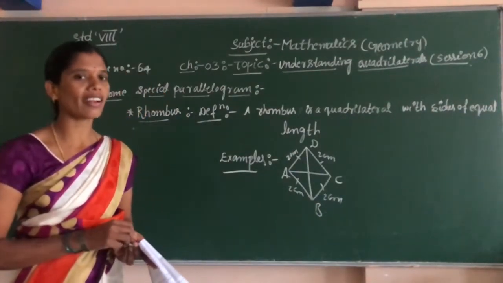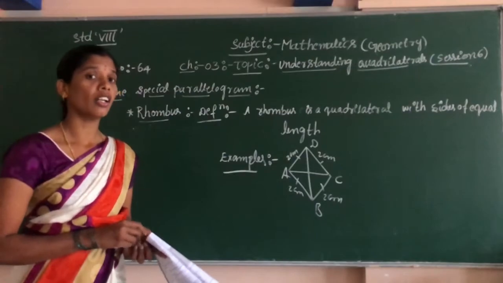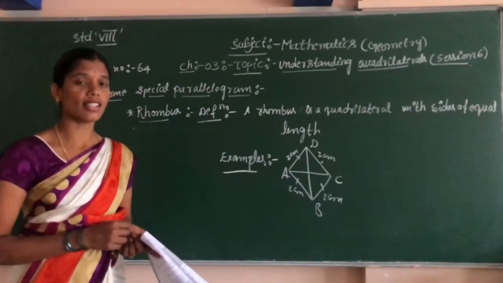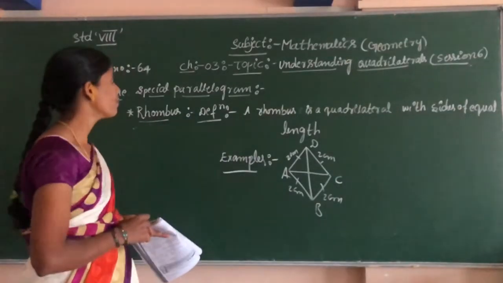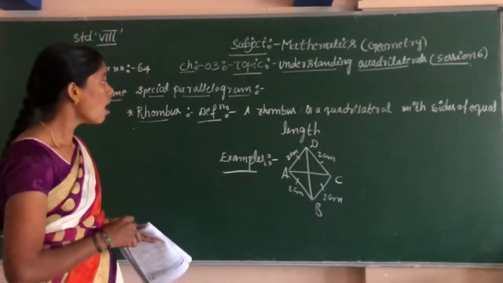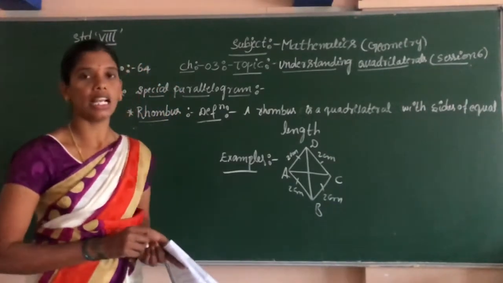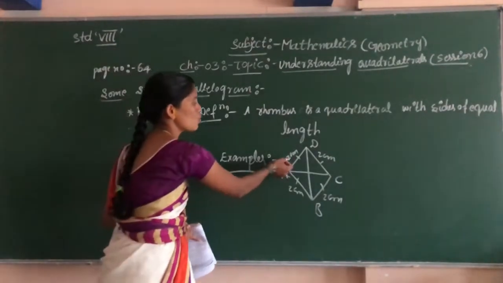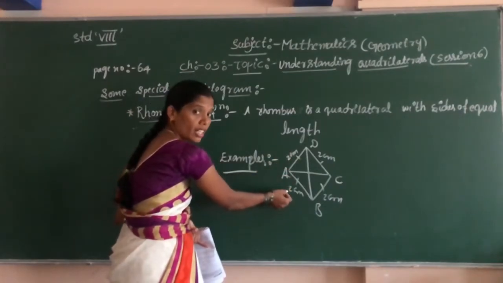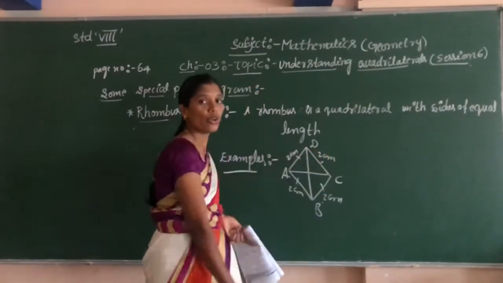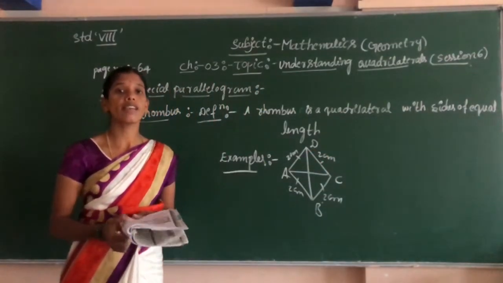A rhombus is a quadrilateral. You already know a quadrilateral: it is a closed figure with 4 sides, 4 angles, 4 vertices. A rhombus is a quadrilateral with sides of equal length. If this side is 2 centimeters, the others are not 3; this also is 2 centimeters, this also 2 centimeters, and this also 2 centimeters. That is called a rhombus.